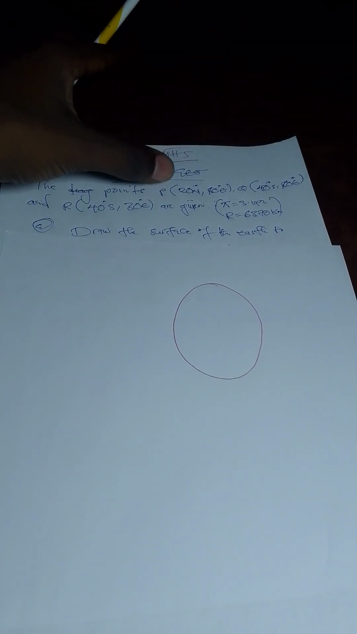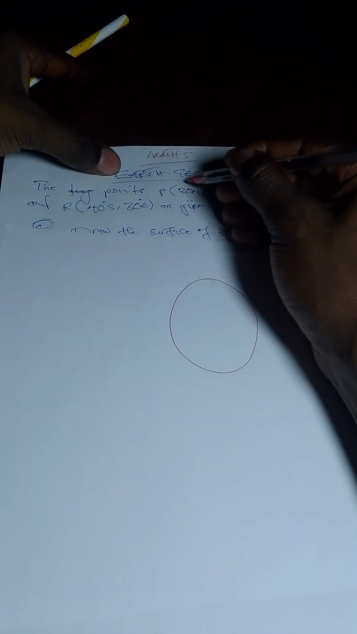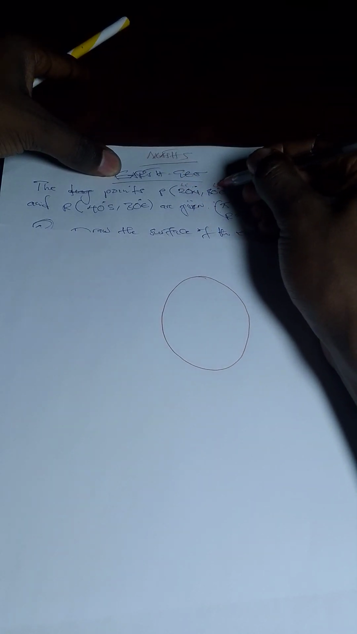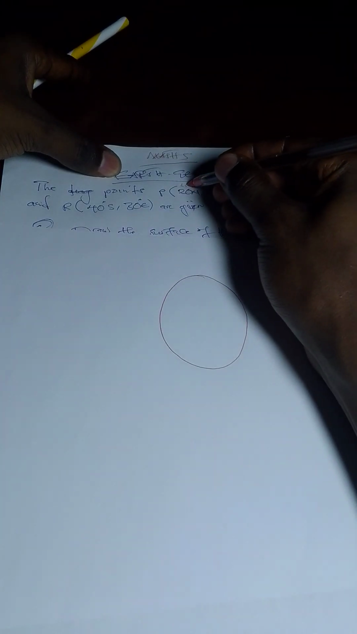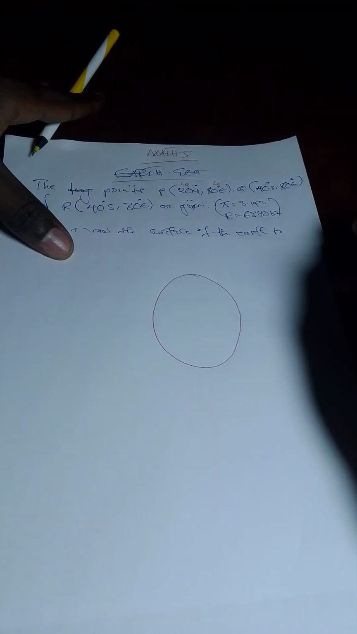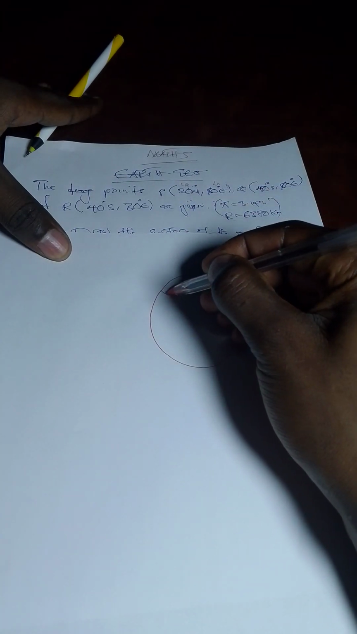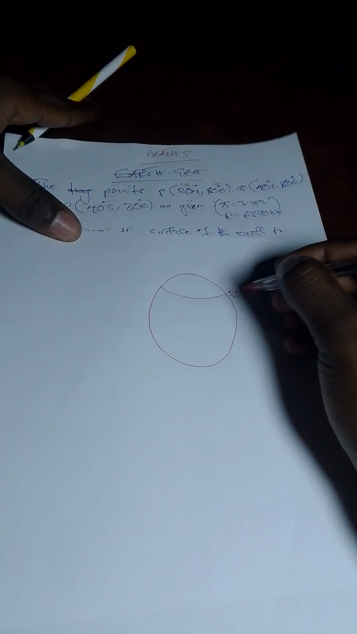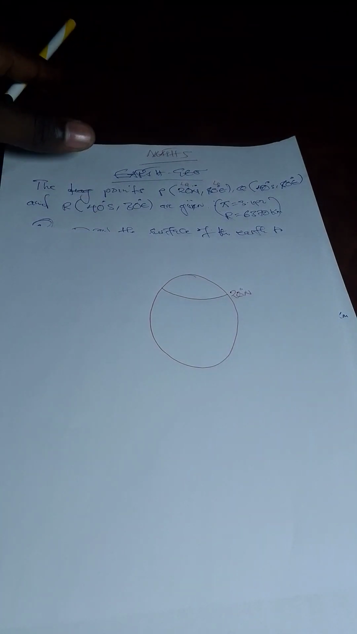Now when you look at the coordinates given, P, you have 20 north. The first part, these are called the latitude. Then after the comma, we have what you call the longitude. So that's the first point to understand: the latitude and the longitude. Since we have the latitude of 20, it is north. So I'm going to put a line here, and I'm going to label it as 20 degrees north.